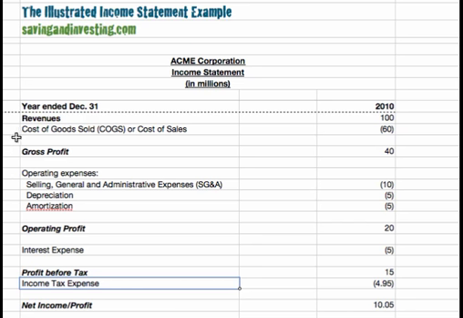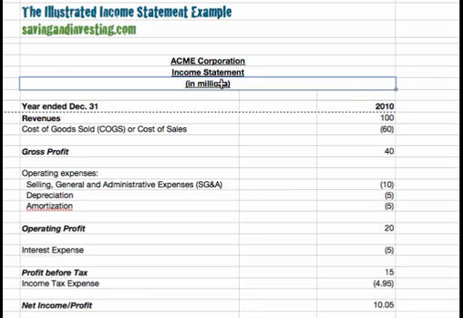Let's start at the top then. The revenues, as we've said, are the cash inflows that the company has based on products and services sold during that particular period. So let's say the company sells 1 million products, each for $100, then the revenues would be $100 million, as is the case in this stylized income statement.